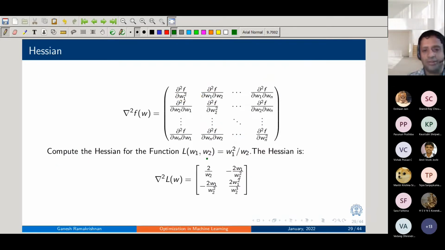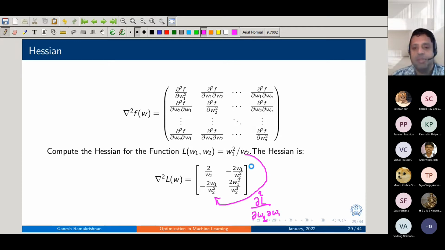For example, if you wanted to compute the Hessian of the function w1 squared by w2, it's simple. Mixed partial derivatives come here. So the derivative with respect to w1 gives you 2 w1 divided by w2, and then you take the derivative of that with respect to w2. I hope this is clear to everyone. And you can see that this is actually symmetric, right? These two entries are exactly the same, and that's because they happen to be continuous. The order of w1 and w2 is not mattering. Sorry, I didn't write it very clearly.